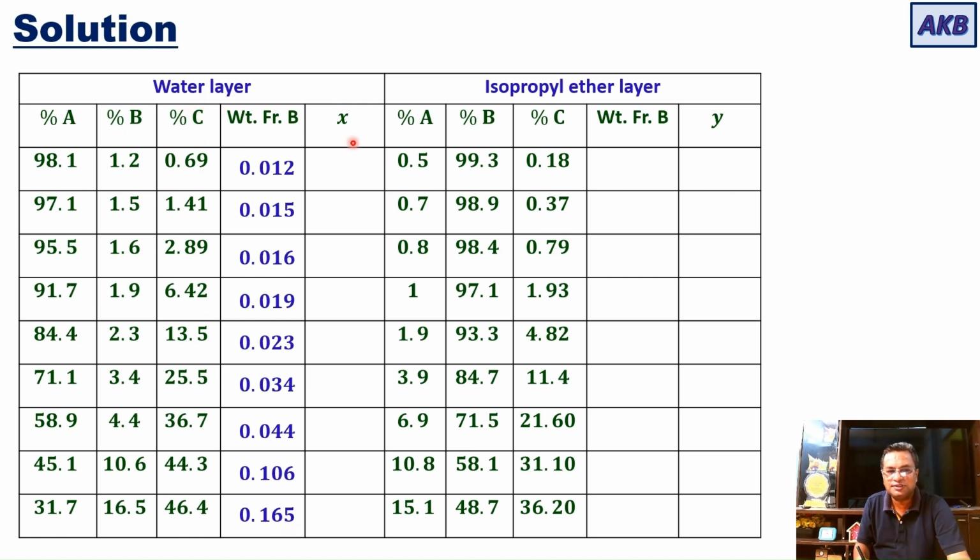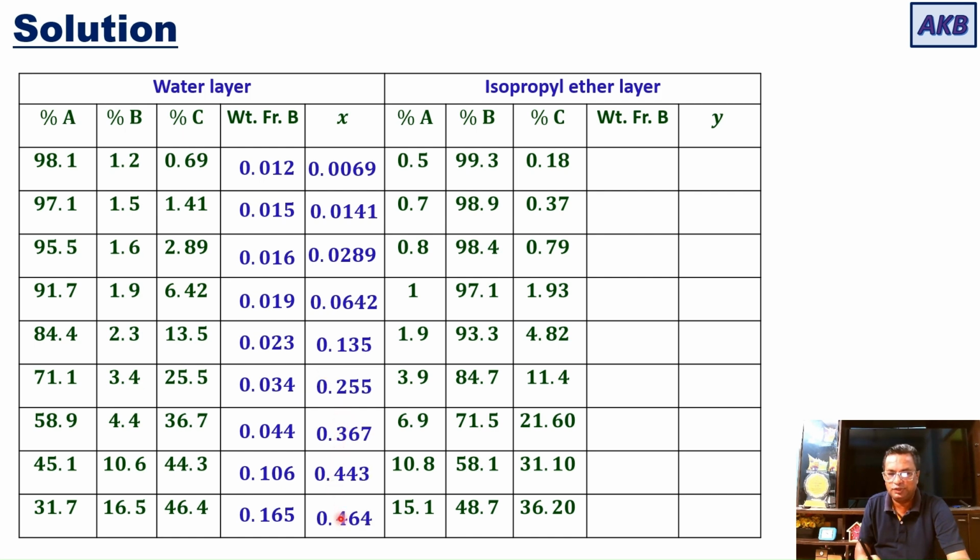And now X is nothing but the weight fraction of C in the water layer or the raffinate layer. So again, it will be obtained by dividing the percentage value by 100. So it will be 0.69 divided by 100 is 0.0069. Then 1.41 divided by 100 is 0.0141. Similarly, other fractions you can get by dividing the percentage value by 100.